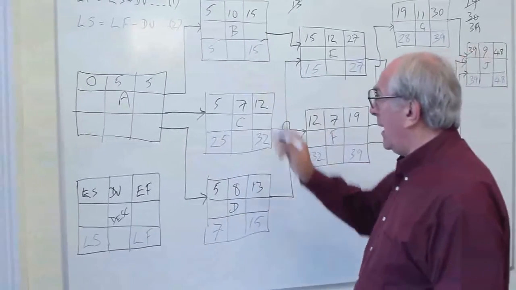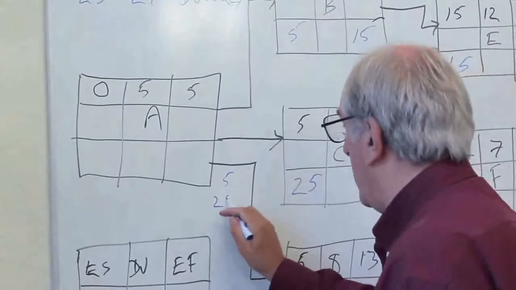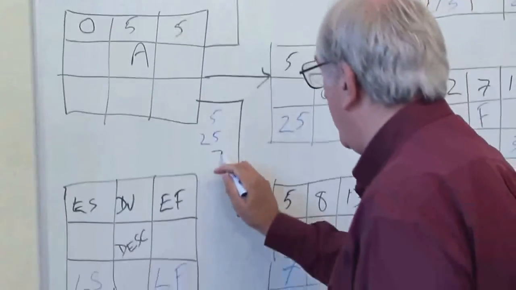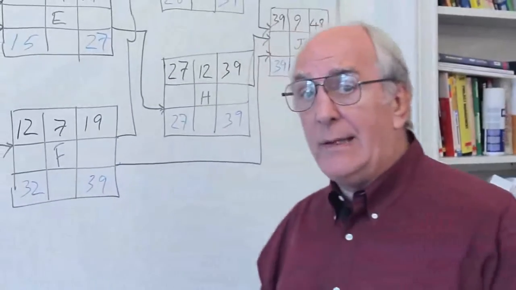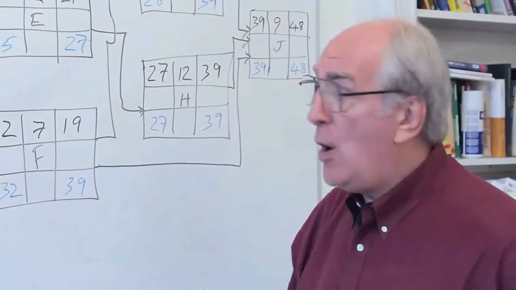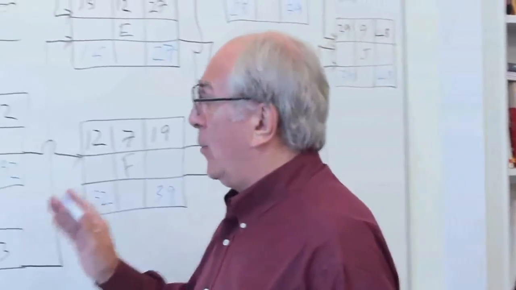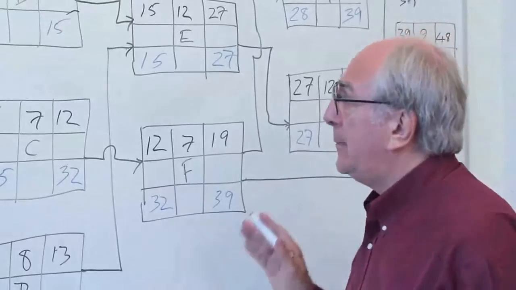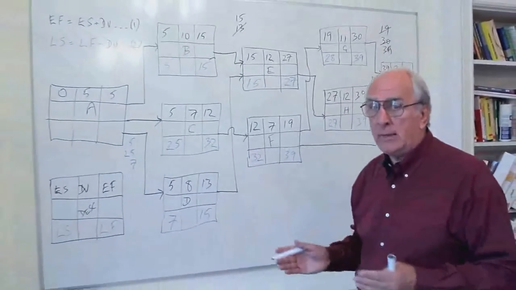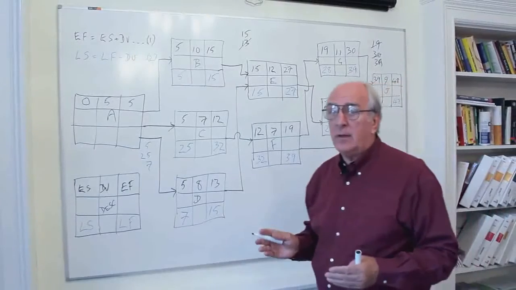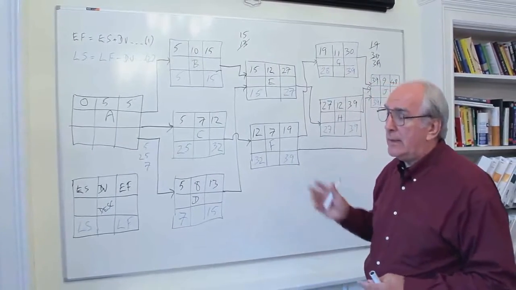So we have a choice there of 5 for B, 25 for C, and 7 for D as being the late finishes for activity A. What is the latest time activity A can finish without affecting the end date of the project? And when we did the forward pass, we had to choose between two of these. We took the maximum.